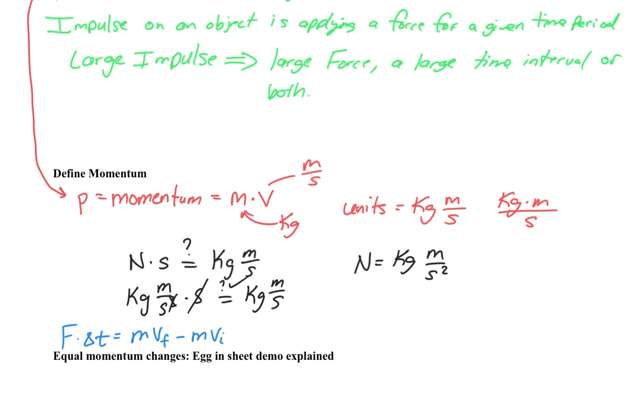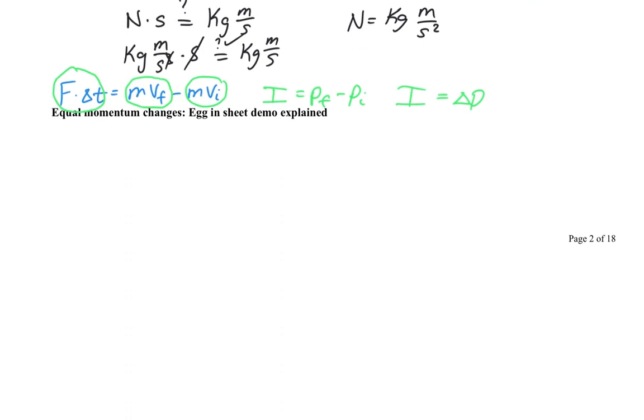Now, what we can do with this is we can write that this right here is equal to I. So I'm going to write I equals, that's impulse. This right here is the final momentum because that's the final velocity. This right here is the initial momentum. So I get that impulse is equal to the final momentum minus the initial momentum, but that is just the change in momentum. So if I know the change in momentum, I know the impulse and vice versa. This is going to help us explain what happened with the egg that we threw into the sheet.